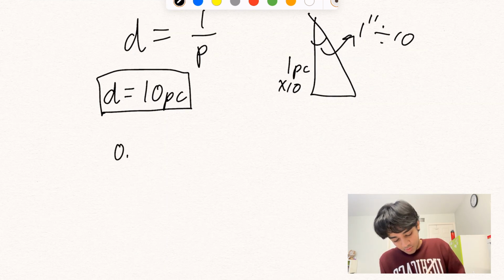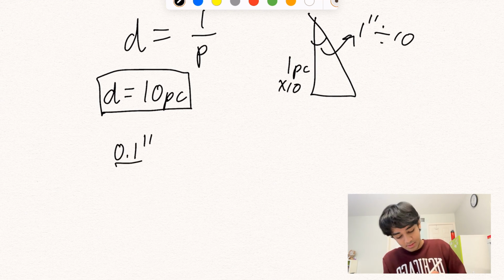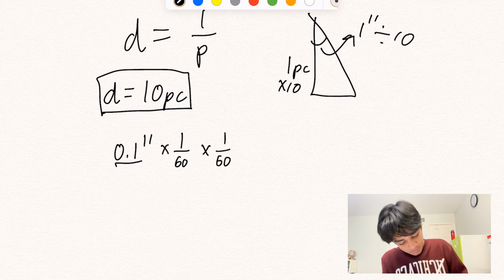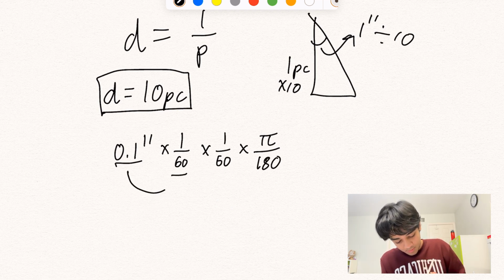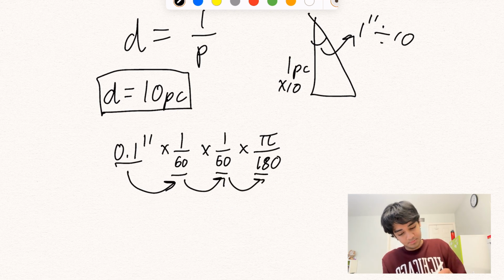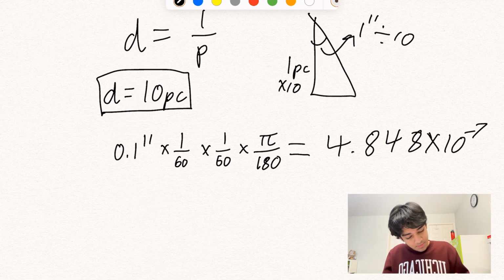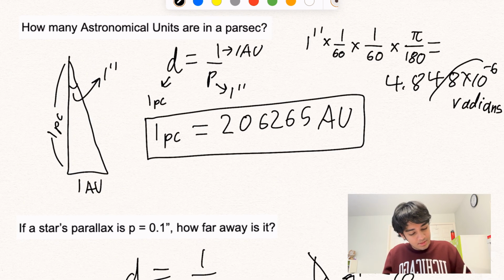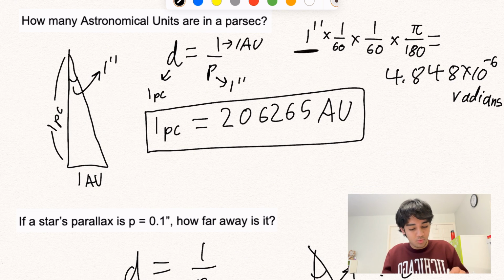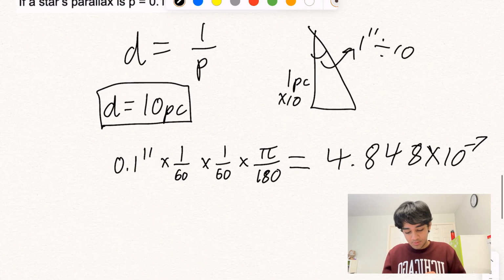Let's start by converting 0.1 arcseconds into radians. Again, we have arcseconds to arc minutes, then arc minutes to degrees, then degrees to radians. Now with our calculator, we get an answer of 4.848 times 10 to the power negative 7. Notice how this is exactly 10 times less than the answer we got before when we converted 1 arcsecond into radians. Now we have 0.1 arcseconds, so our answer makes sense. Again, this is radians.